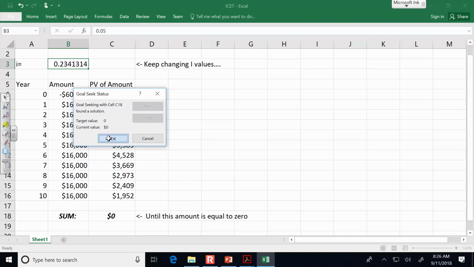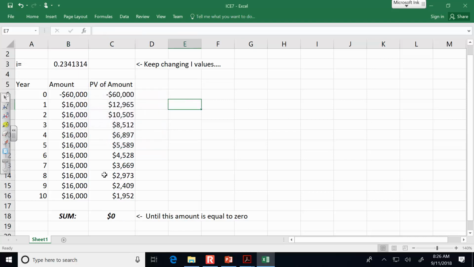All right. So the answer is this project yields a return of 23.4%. And that's the answer. Here, let me make it clear that that's the answer. Okay, what questions do you have?